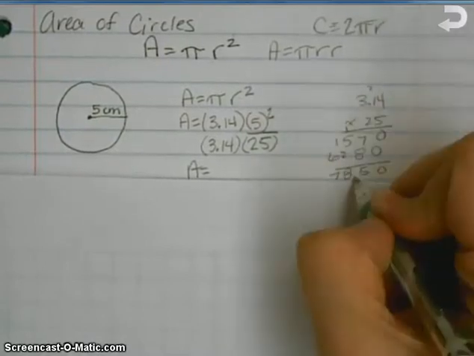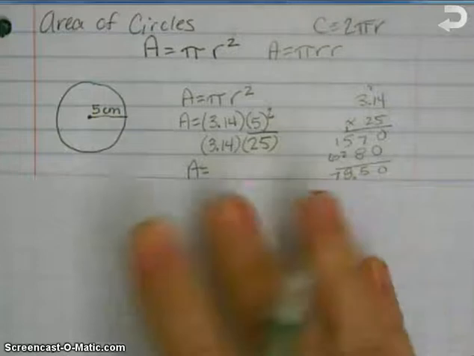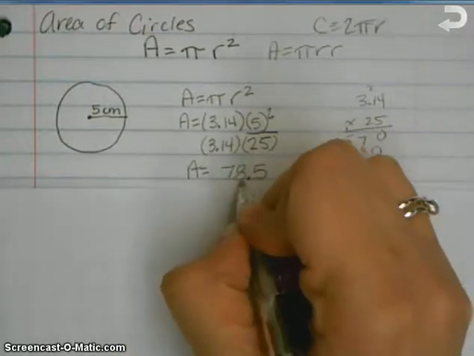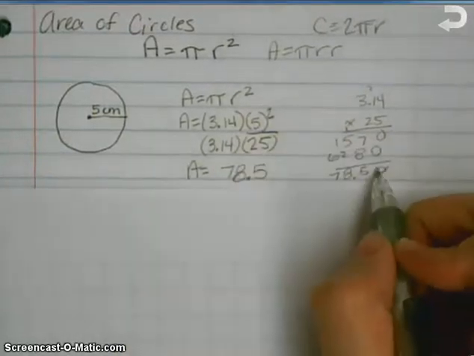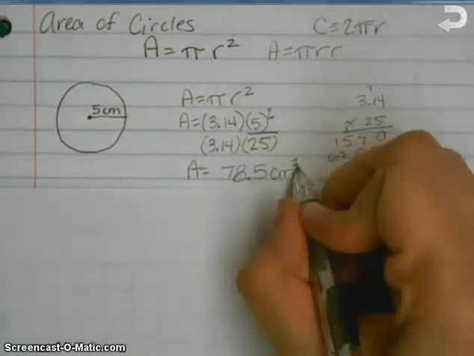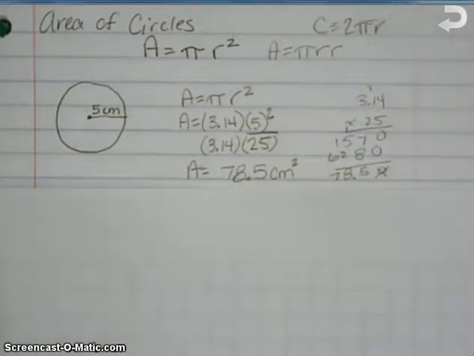I get 78.50. So the area for this is 78.50. Remember, we could also write 50 hundredths, but we don't need this 0 in the end. And that should be centimeters. Since we're talking about area, it's centimeters squared.